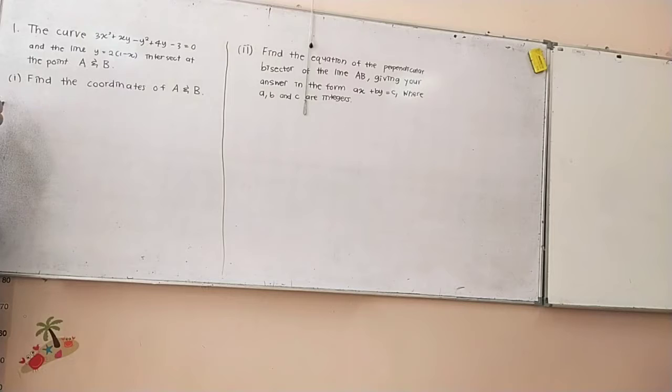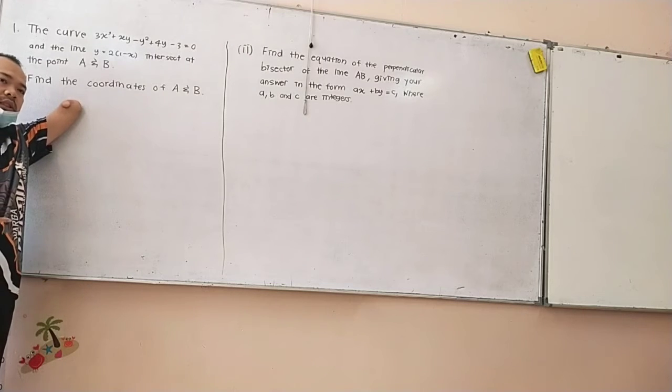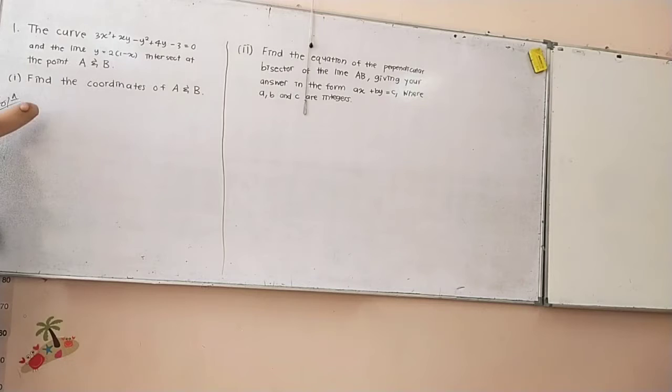So the solution for this question, obviously it is simultaneous equation, correct? In simultaneous equation, we know that we can have elimination or substitution. Based on this situation, is it possible to use elimination? No, impossible. So what we can do is we must use the substitution. Using the substitution, we know that the line is y is equal to 2 minus 2x.